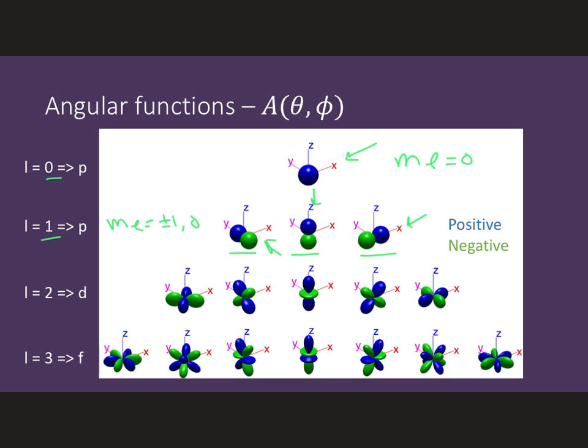If we go down to L equals 2, now we have our d orbitals here. We have 5 of them. 1, 2, 3, 4 of them kind of look like our flower models, and here's that one that's a little bit awkward. This is an important one that we'll talk about frequently throughout the semester.